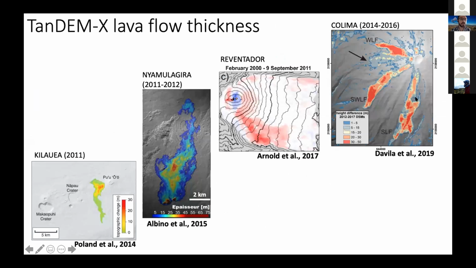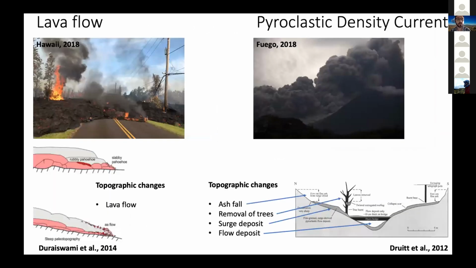TanDEM-X data have been used for quite a while for mapping and deriving flow thickness and volume in effusive eruptions. Here you have examples of different volcanoes where TanDEM-X was applied: Kilauea, Nyamulagira, Ventador, and Colima. This has been useful and proved the efficiency of the method for lava flows. But what about pyroclastic flows and pyroclastic density currents?